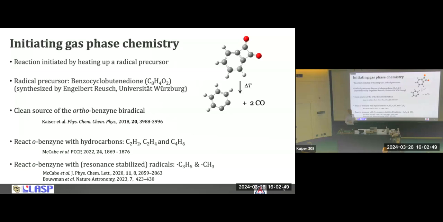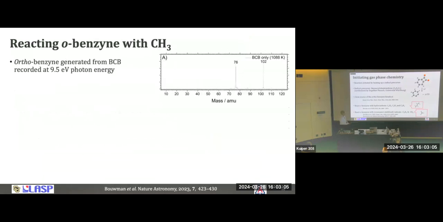And again, keep in mind that what I'm saying now does not only apply to the interstellar medium, but these reactions are also driving the formation of complex hydrocarbons in an atmosphere such as Titan's atmosphere. So I'll show you the reaction only with methyl in this case. And of course, we use this I-square-PEPICO spectrometer.